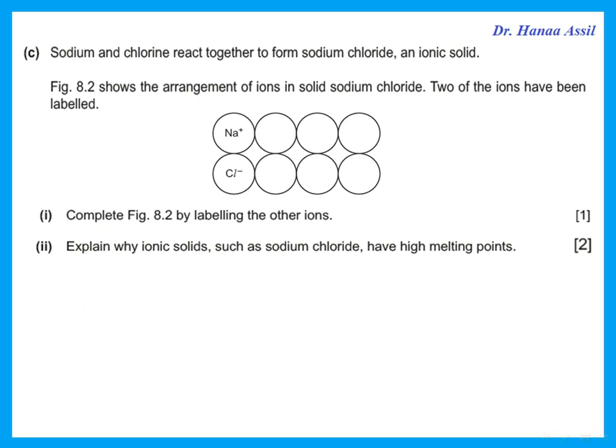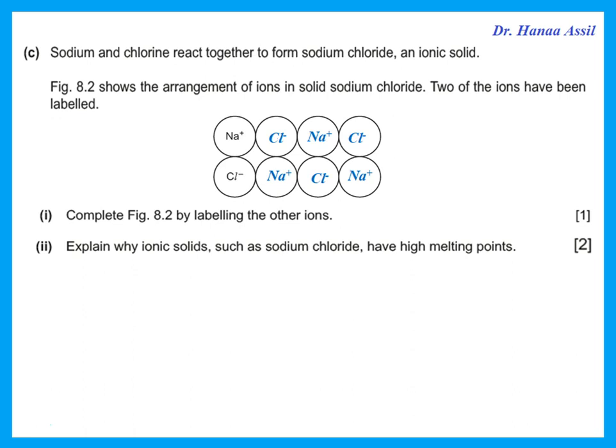Sodium and chlorine react together to form sodium chloride, an ionic solid. Figure 8.2 shows the arrangement of ions in solid sodium chloride. 2 of the ions have been labeled. Complete by labeling the other ions. Remember, when we look at the structure of an ionic solid, it is made up of what? It is made up of a 3-dimensional crystal lattice with alternating positive and negative ions. So you should have positive, negative, and so on. So you have alternating positive and negative ions.